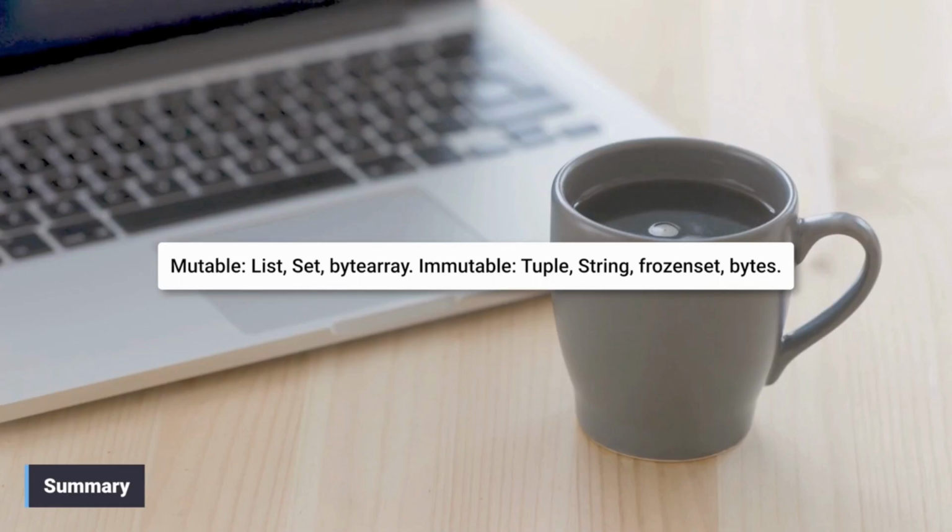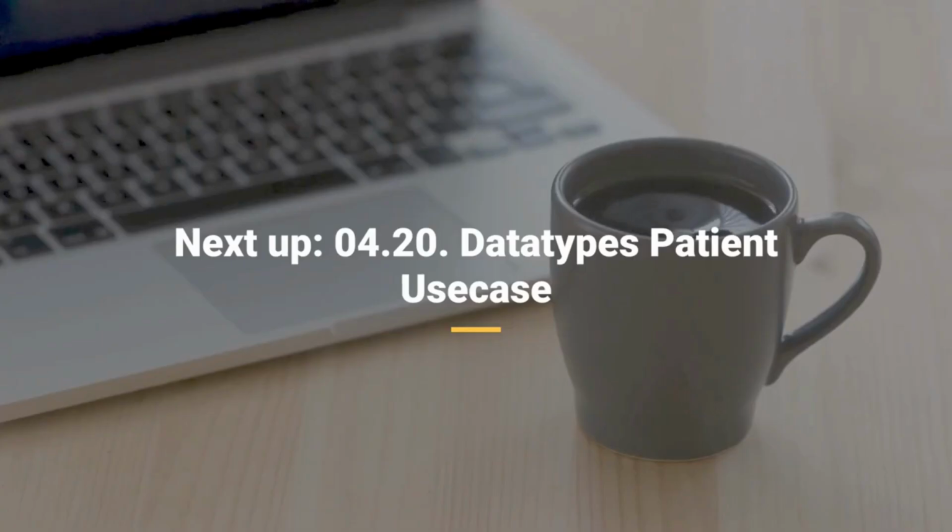To summarize, mutable types can be modified in place. Immutable types cannot be modified and are required for dictionary keys and set members due to their consistent hashability. Our next lecture 04.20, Datatypes Patient Use Case.